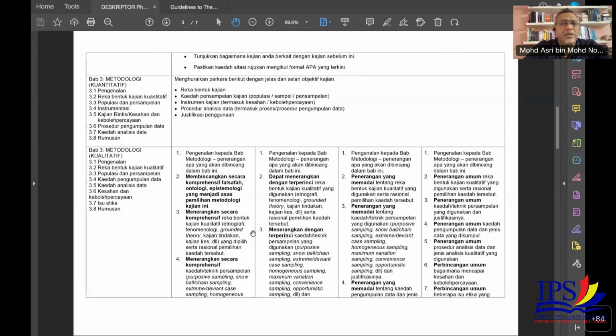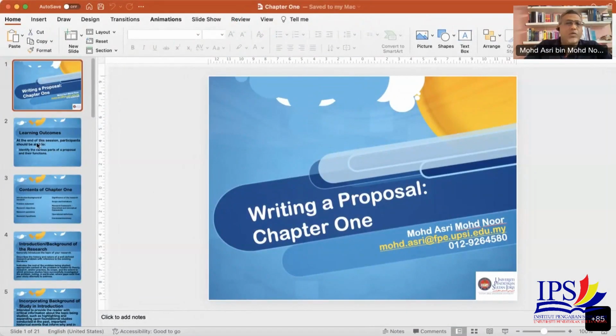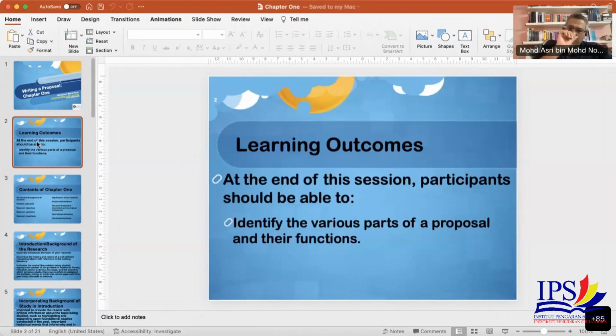Right, let me look at the materials that I want to share with you. I'm using this material because it's useful, even though the topic is about writing a proposal, but basically it's the same thing. I want to share with you in greater detail what you need to include in your chapter one, and how we can write a better chapter one. This will also include the materials that you need to put in the various sections of chapter one.